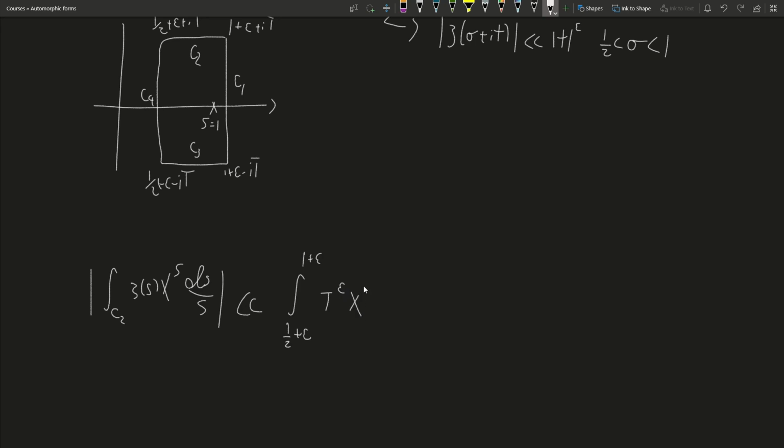And here we've got our x to the sigma. And here we have a d sigma over t. And this is going to be x to the 1 plus epsilon t to the minus 1 plus epsilon. Okay.